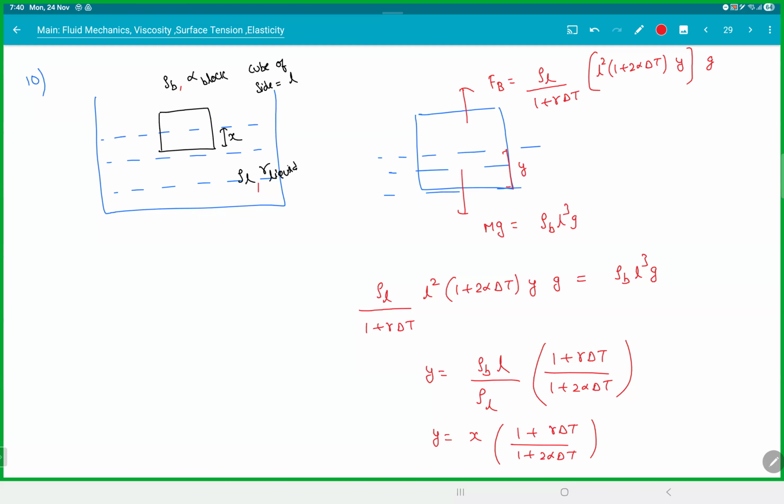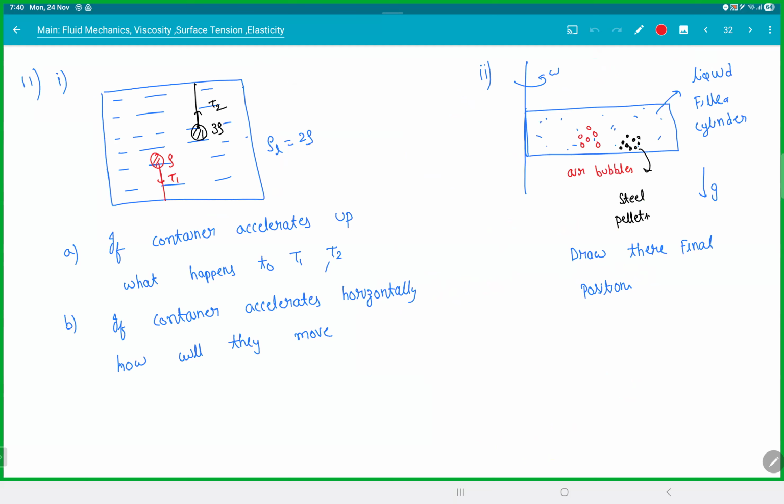Sure, let's get these two. So we have a container fully filled with liquid, density 2 rho. In that there are two spheres. The red one has density rho and the black one has density 3 rho. Tensions are T1, T2. If the container accelerates up, what happens to T1, T2? Increase, decrease, remain same? If the container accelerates horizontally, how will they move? Will they go to the right side? Will they go to the left side? Will they remain at the same place?